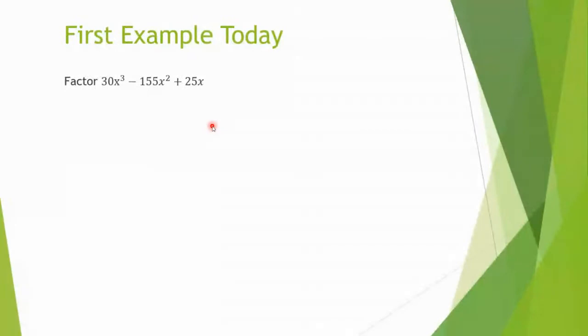So this is our first example today. Here, this will show you why it's so important to get the GCF out first. Looking at this, it really appears that we cannot use our method, right? And why is that? Because we have a polynomial of degree 3. However, what we can do is factor out the GCF.